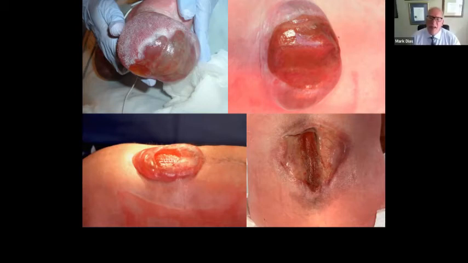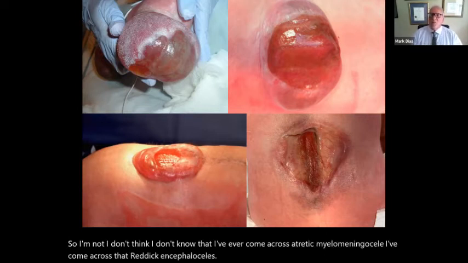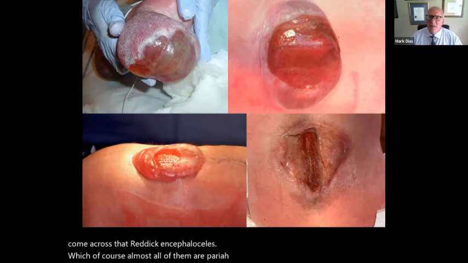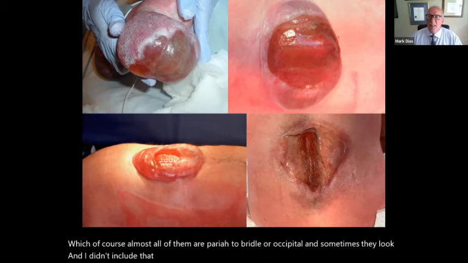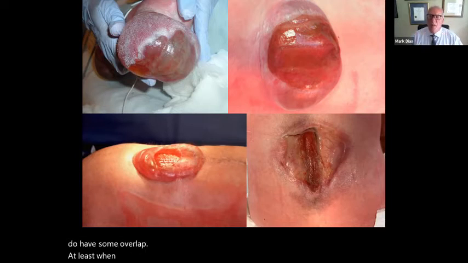I don't know that I've ever come across an atretic myelomeningocele. I've come across atretic encephaloceles, almost all of which are parietal or occipital. Sometimes, and I didn't include that in here, the skin lesions can look suspiciously like, and do have some overlap, at least morphologically, with cutis aplasia congenita.